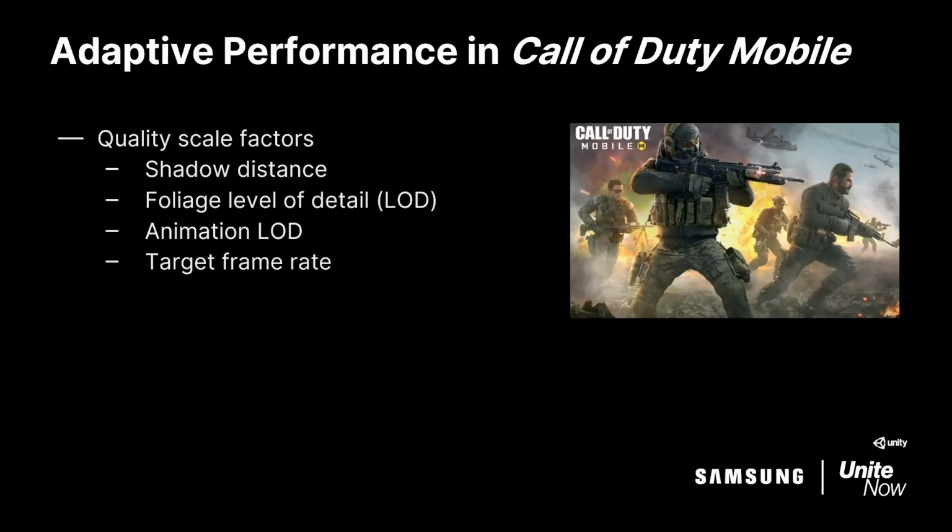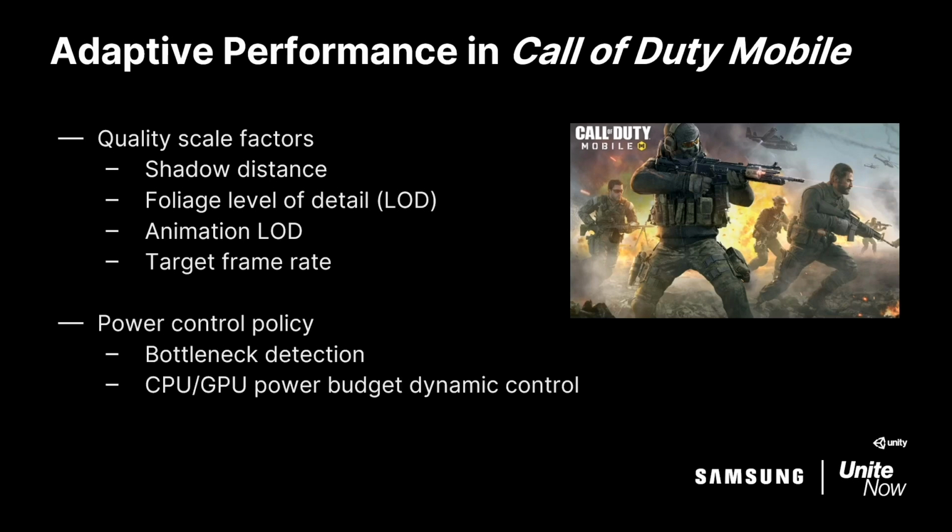Adaptive performance is already active in Call of Duty. It's doing several things. The first is enabling something called the quality scale factors. We added these as part of the general game. They modify the shadow distance, the foliage level of detail, the animation level of detail, and also, if necessary, the target frame rate. These are essentially the things in the game that get modified as the device starts to heat up, as the game SDK starts to notice that the device is heating up.